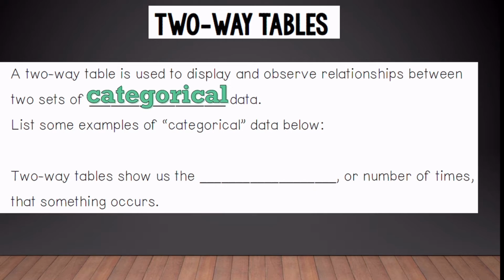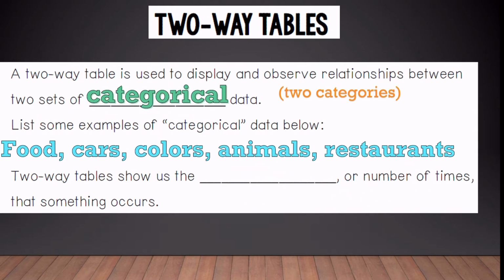Now, a two-way table shows us the frequency or number of times that something occurs, okay? So I'm looking to see that you have some things written down. I said some things that weren't necessarily here. So you should have some of those written down.